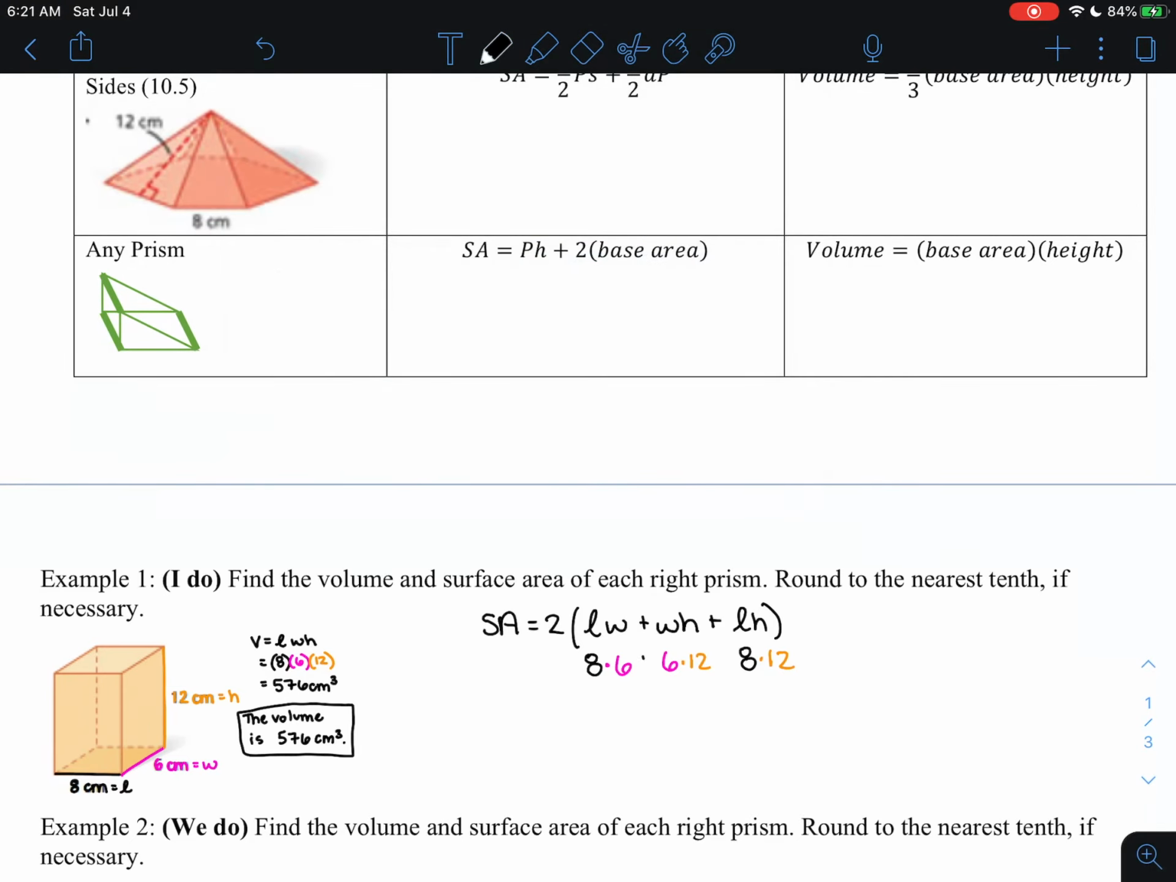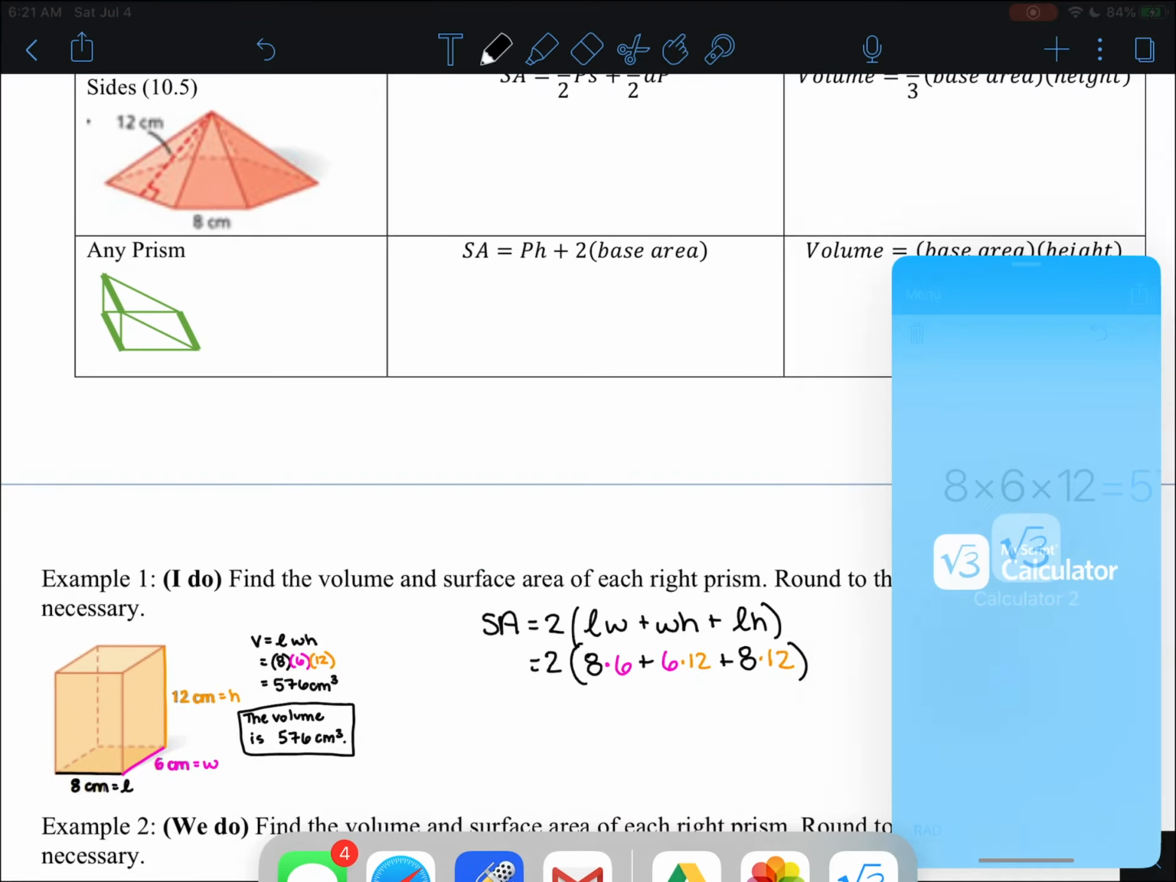Okay, and then I just need to write a plus sign there, a plus sign there, put parentheses around it, and write the little 2. So that would be my surface area equation. So now let's take out our calculator again.